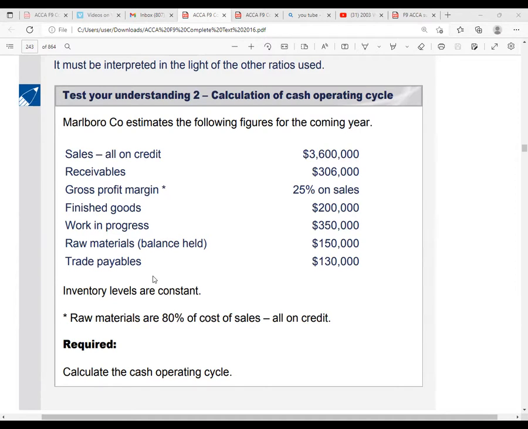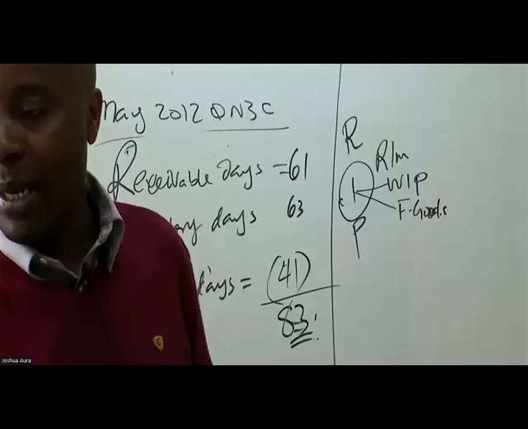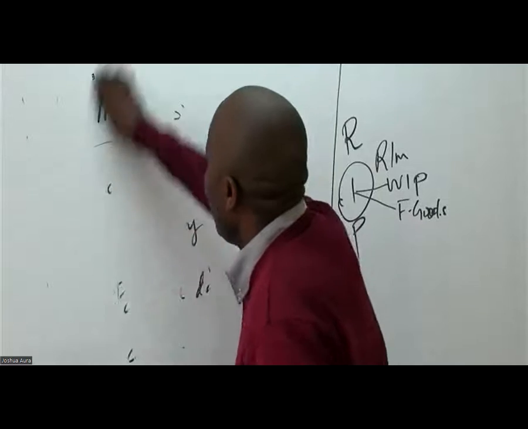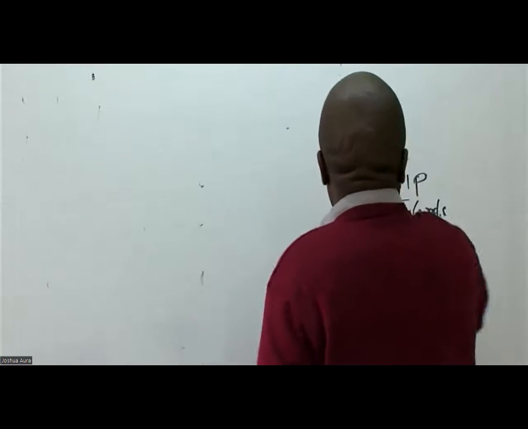Then they want us to do something very easy, which FM students here will not be able to get. Calculate the cash operating cycle. So here, the first thing that I'll do as a good student, when they give me this gross profit margin like that, it means they have not given me cost of sales, right? So I need a trading account. The first thing I'll do is to produce a trading account.